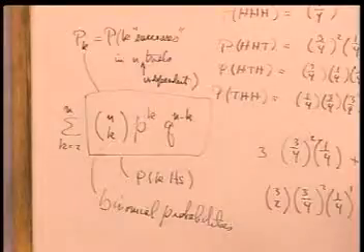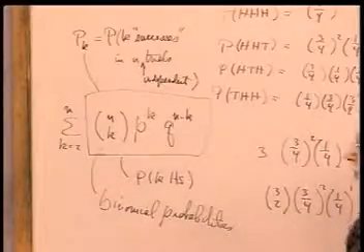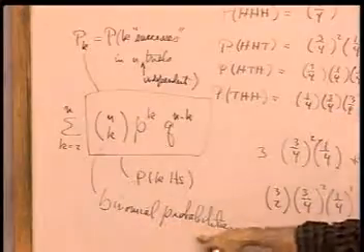Series of successive independent identical trials, what's the probability that exactly k of them result in success and n minus k of them result in failure? That's called the binomial probability distribution.